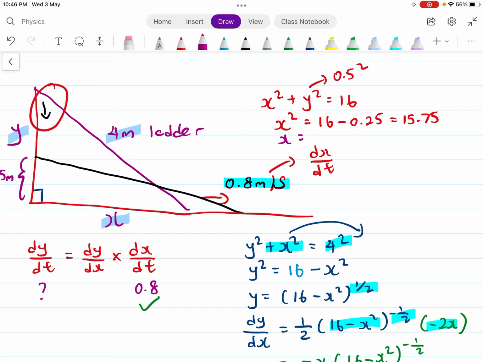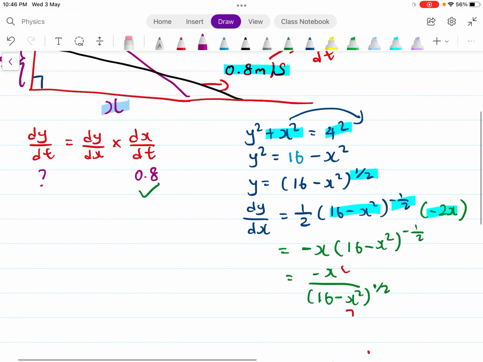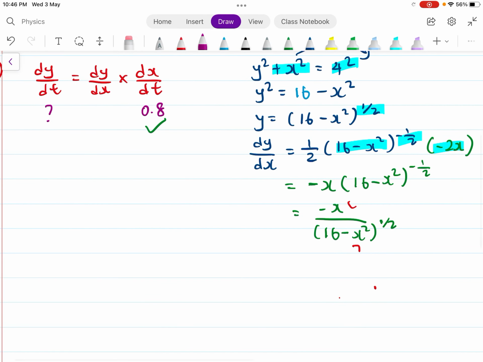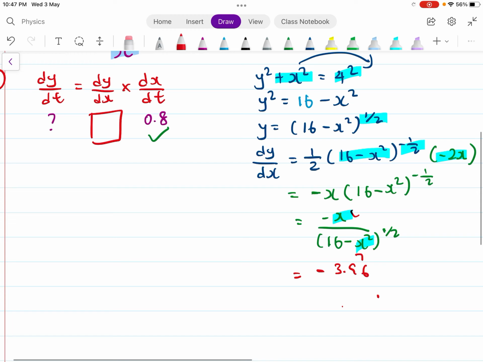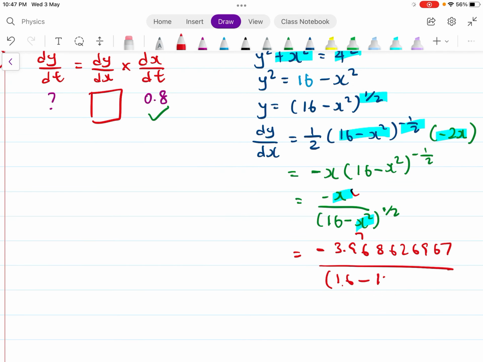So 15.75, it's about 3.968626967. That is the x value. So next, we need to sub inside where? Sub inside the dy/dx. So dy/dx is here and here. So next you just need to sub in: negative 3.968626967 over (16 minus x squared), where x squared is back to your 15.75, the whole thing to the power of half.